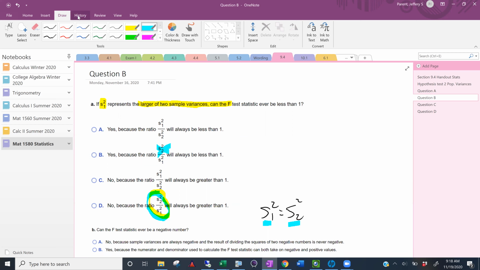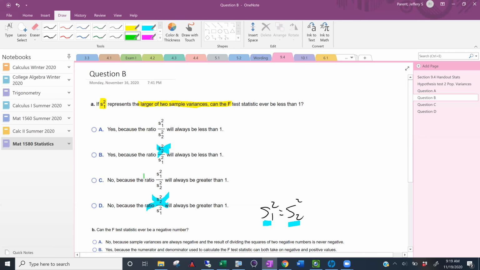You know, I'm not sure I trust this conclusion here. Let's see. Can the F statistic ever be less than 1? Okay, well, we can eliminate another one. That's going to be this one, because we have to put the larger term in the numerator, so that'd be our S1 squared. So we've at least eliminated 2 of these and we've given ourselves a 50-50 chance.